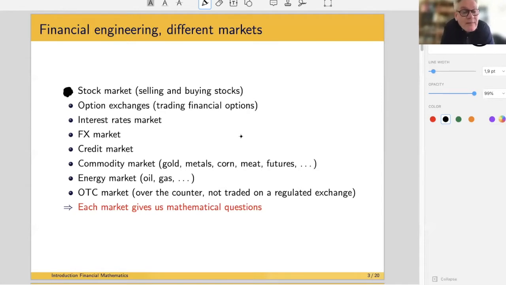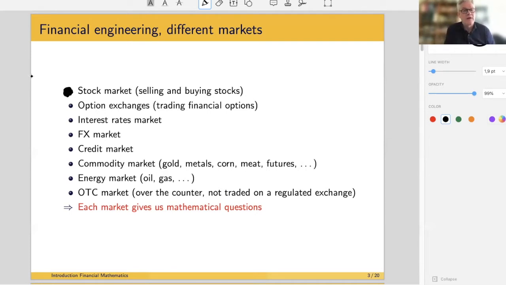Next to that, much more traditional is the commodity market. Already in the 17th century, there were commodity markets, markets where gold and metals were traded, and food like corn and pork and other meat. And another important market is the energy market, where oil, gas, and electricity, for example, are traded.